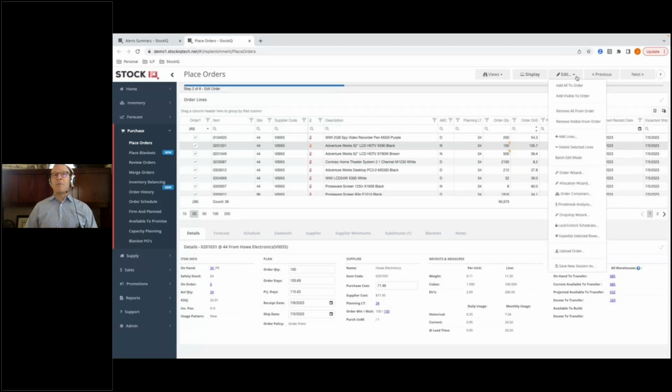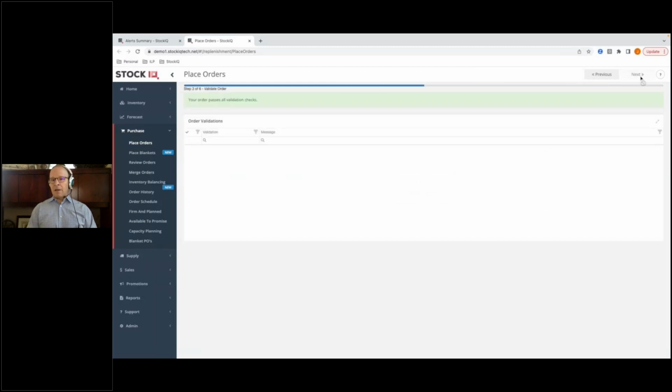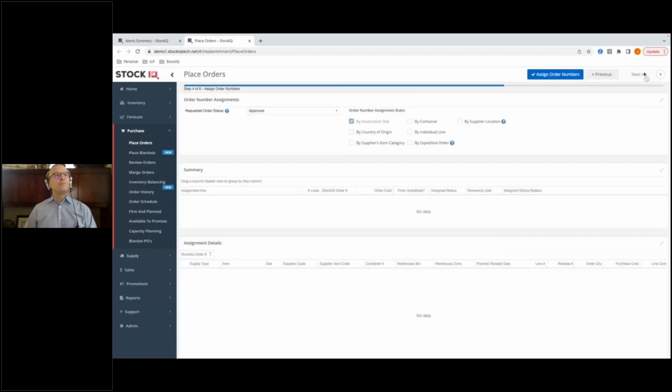We furthermore provide the ability to optimize that order. Maybe I need to top off to reach the nearest container. Maybe there's price breaks or other things that are also available in there. So they can invoke an order wizard. Ultimately, at the end of the day, what StockIQ is doing is it's giving these recommendations. A planner has the ability to review them. We're providing some checklists to ensure that they're complying to minimums, multiples, that we're not generating excess inventories.